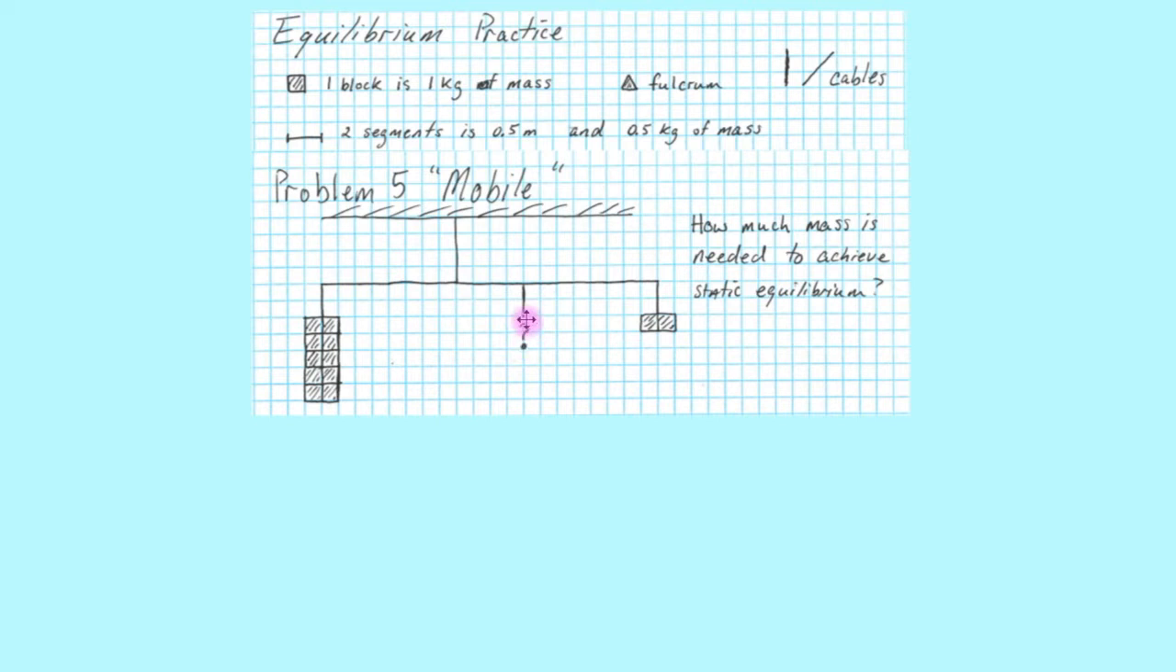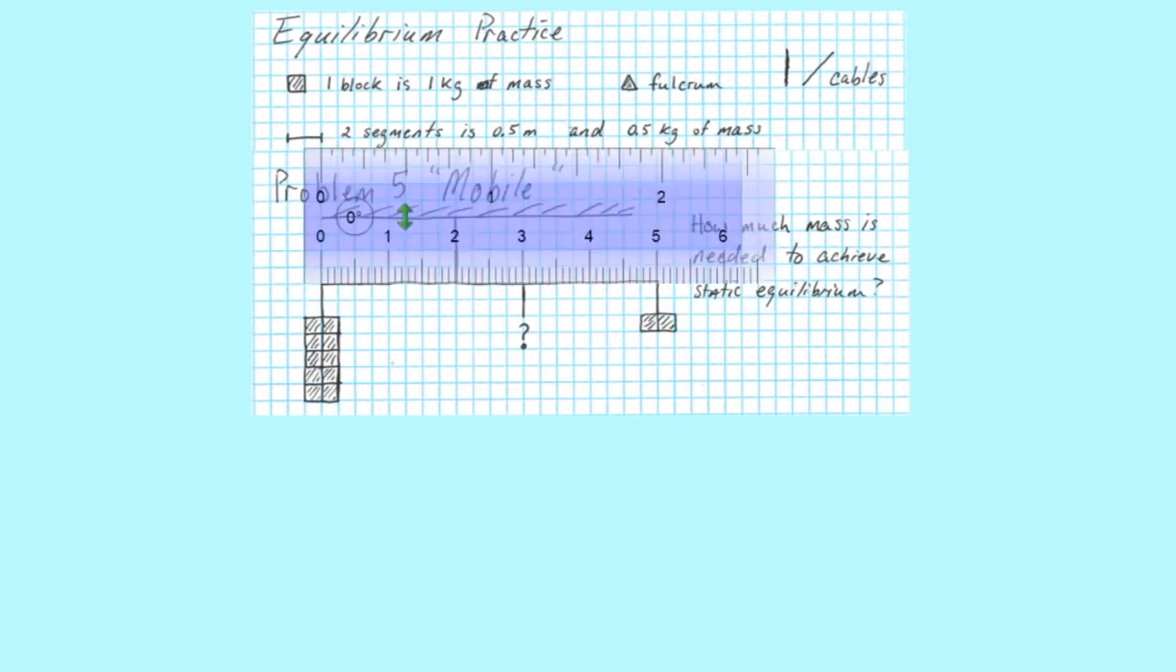And what we want to know is how much mass is needed to be hung at that location in order to achieve static equilibrium. The plank itself will have mass, and that means it will have that mass's weight acting at the center of gravity. So in order to find out more about what's going on, let's get some measurements.